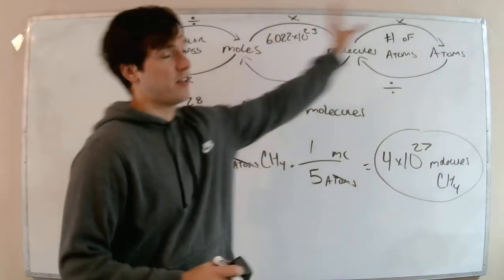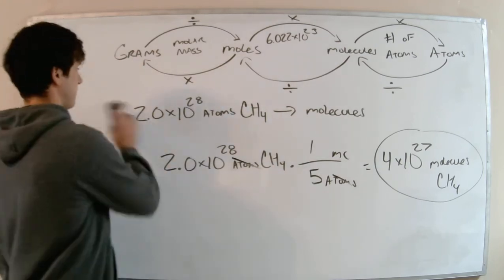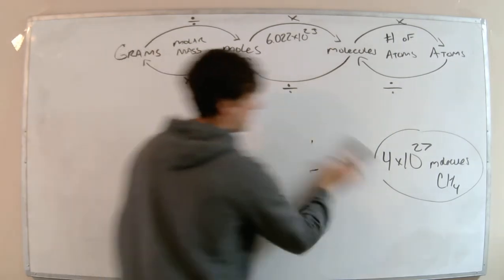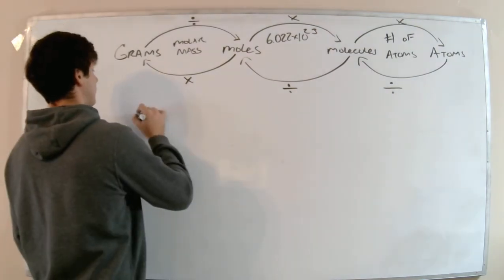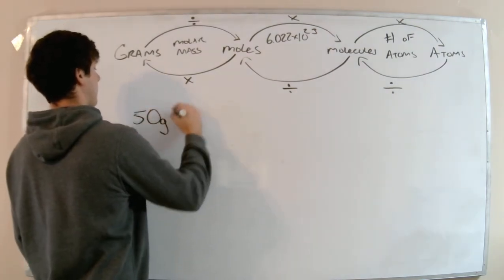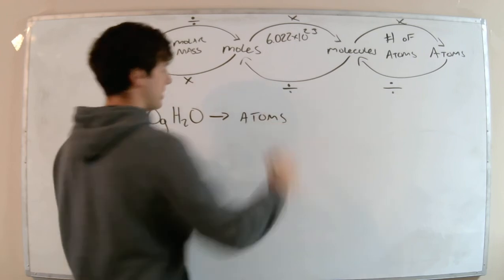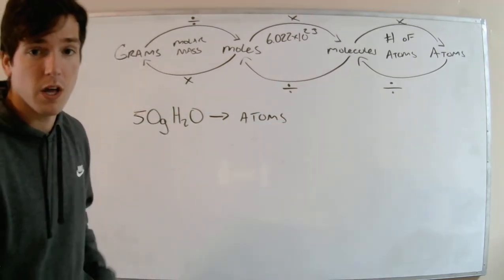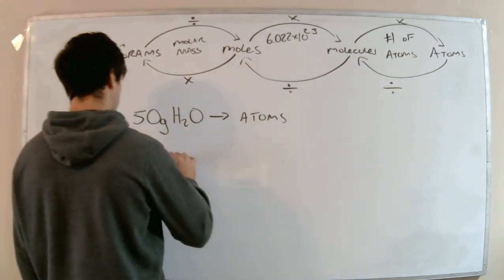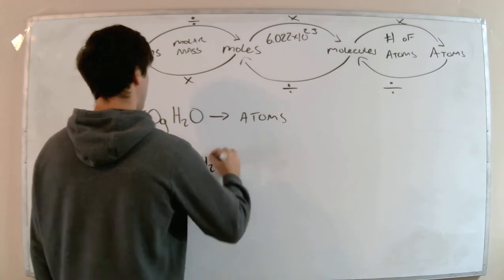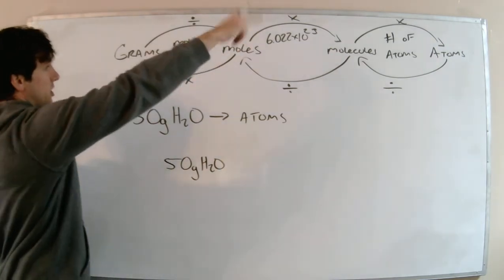Alrighty. Now let's do one all the way across the board. Let's go from grams all the way to atoms. So let's say I got 50 grams of H2O, and I want to go to atoms. Let's start here, move all the way down. So once again, I start with what I'm given, which is 50 grams of H2O, and I'm trying to get to moles, right? I can't just skip all the way to atoms. I got to go through each little step.